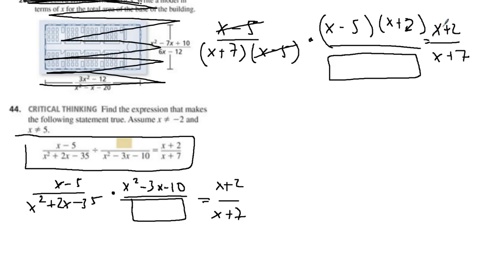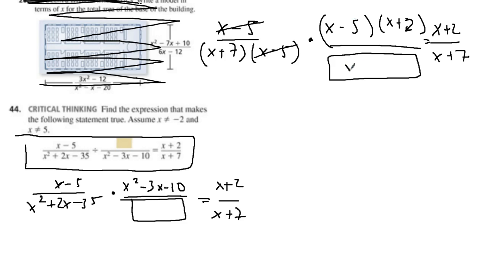If you notice right here, there's already an x plus 7 down here. So we don't really need to multiply anything else over here, because there's already an x plus 7, and there's already an x plus 2 on the top. However, there's this obstructing x minus 5 right here that needs to be removed. So how do we remove this x minus 5?